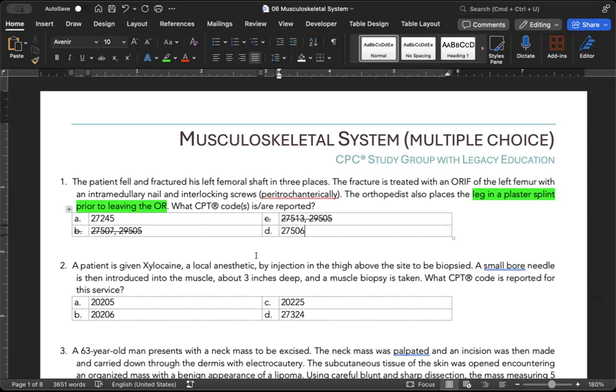If we're doubting it, let's go ahead and go to 27506. 27506 is the open treatment of a femoral shaft fracture with or without external fixation, with insertion of an intramedullary implant, with or without cerclage and or locking screws. So, who thinks it should be 27245? And who thinks it should be 27506?